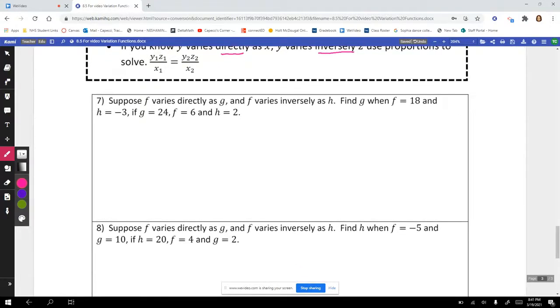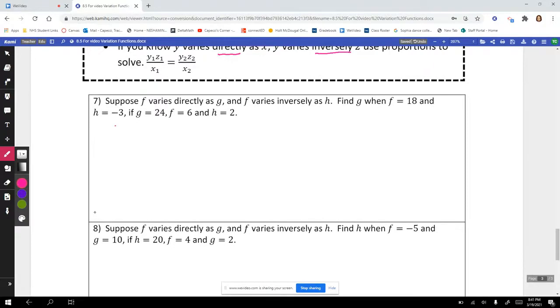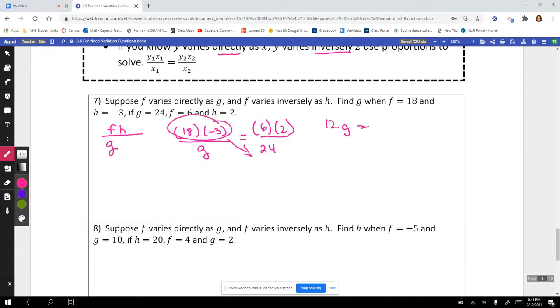So it says, suppose f varies directly as g. So we know f is on the top, directly means to divide, and f varies inversely as h. That means f and h are going to be multiplied. Okay, find g when f is equal to 18 and h is equal to -3, if g is equal to 24, f is equal to 6, and h is equal to 2. So when I cross multiply, I get 12g is equal to 18 times -3, and then we'll cross multiply that with 24, and I get -1,296. Divide both sides by 12, and g is equal to -108.